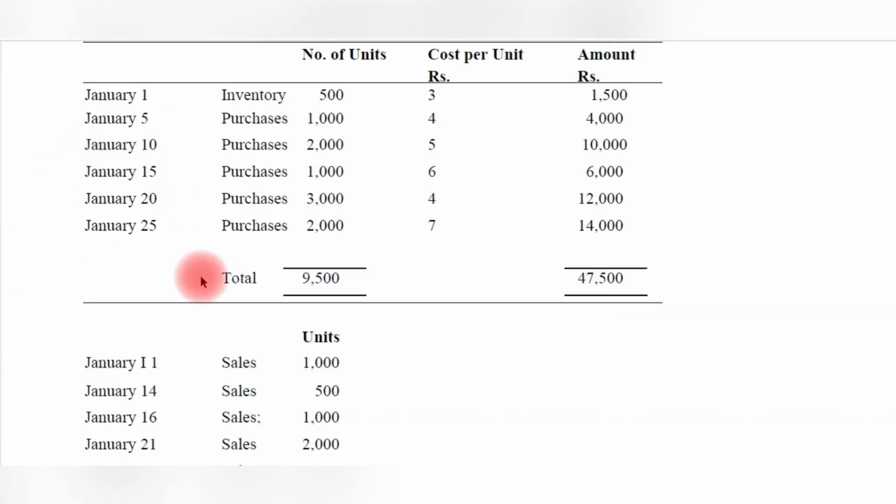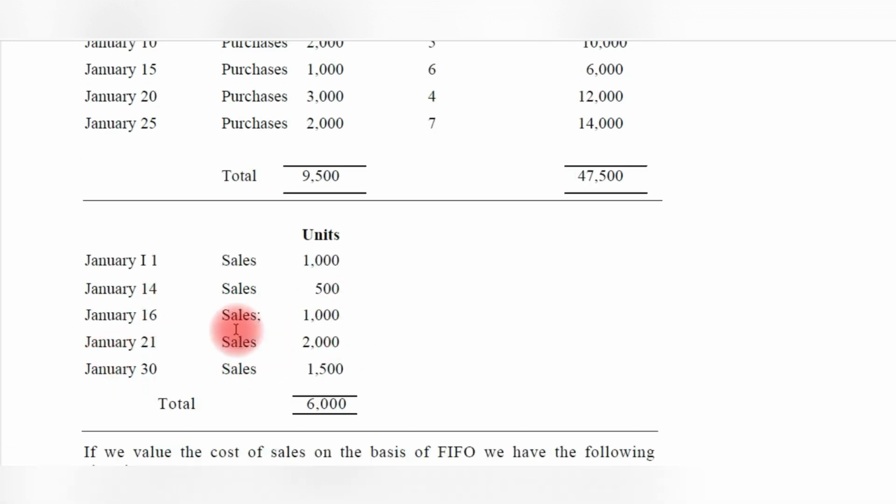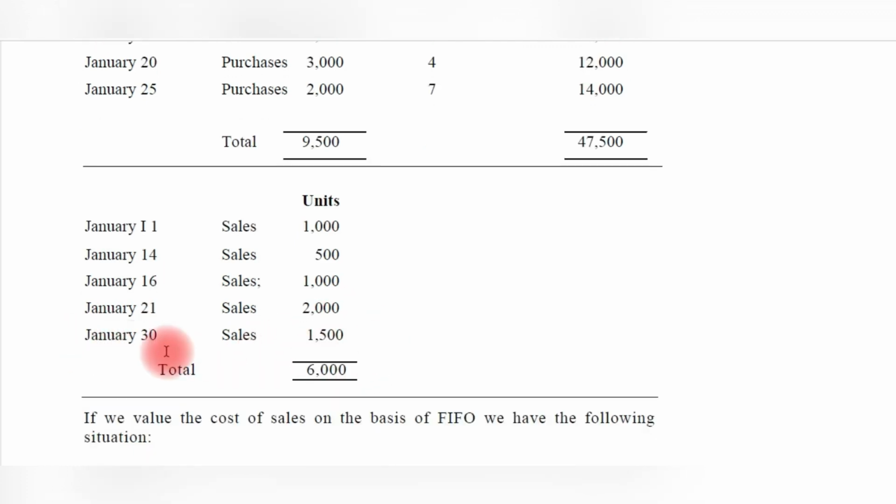As and when they purchase, they are also making sales. So what sales they have made is given here. On January 11, the company sold 1000 units of goods. On January 14, it sold another 500. On January 16, another 1000. On January 21, 2000 units were sold. On January 30, 1500 units were sold. Total 6000 units of goods were sold.